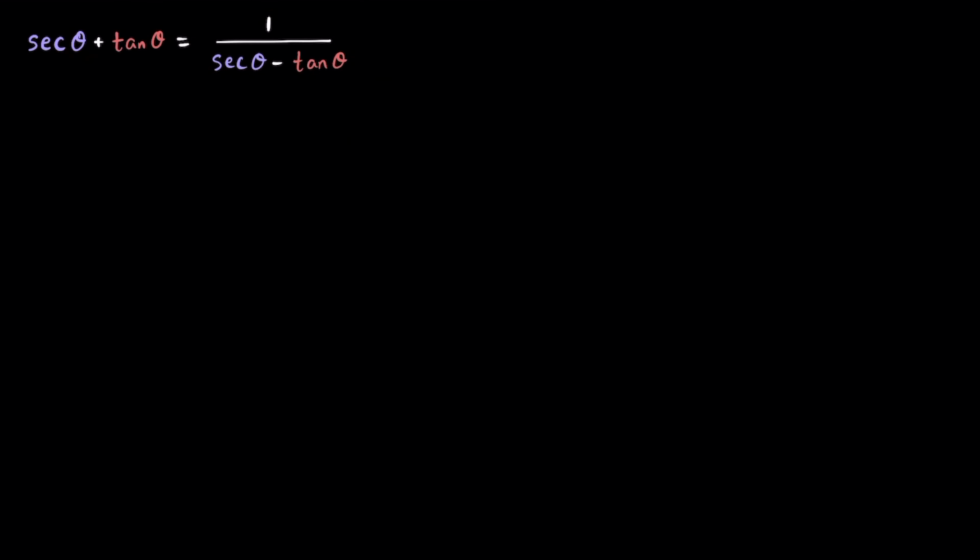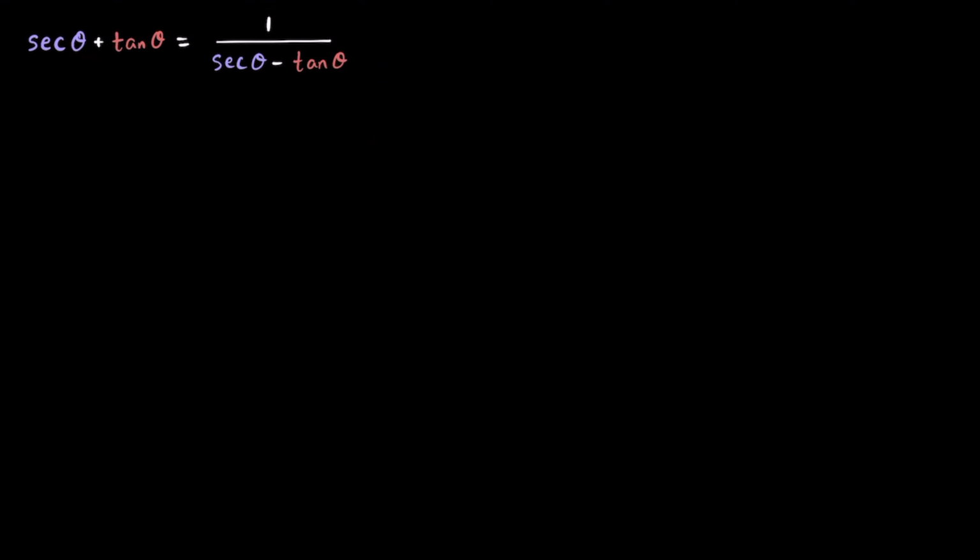In this video, let's simplify down the process of verifying this trigonometric identity together. For this example, we have secant of theta plus tangent of theta is equal to 1 over secant of theta minus tangent of theta. To verify that these two expressions are equivalent, I'm going to try to make the right side look like the left side.